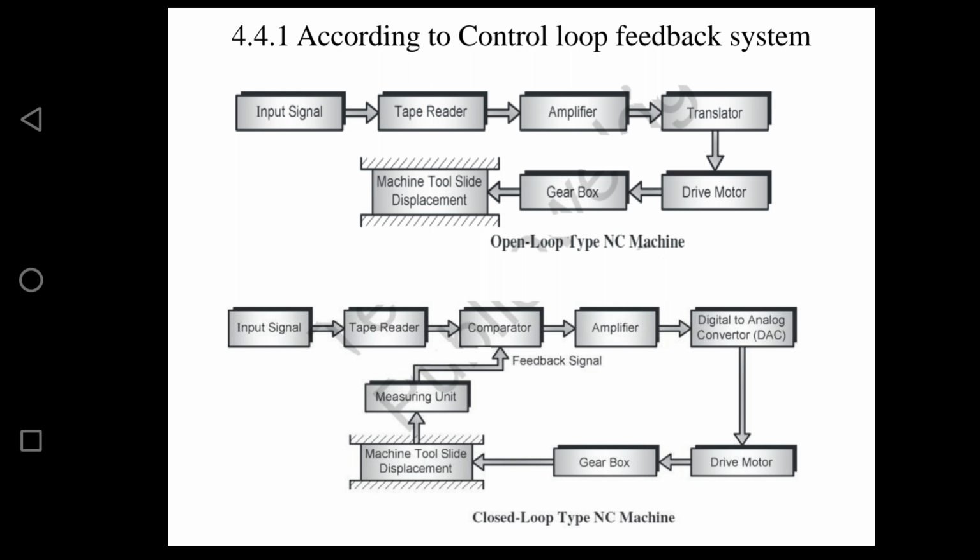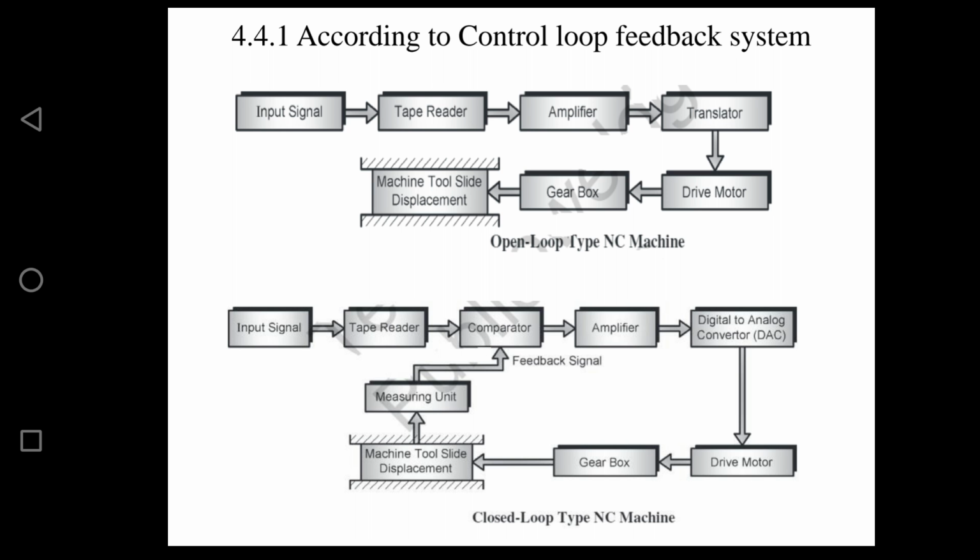So if something went wrong in the input signal, it is going to manufacture the same thing that you have given. It is not going to give you feedback like the design you have given is wrong, or the dimensions you have given are wrong. Open loop machine tool controls have only motion control, but no provision for feedback.